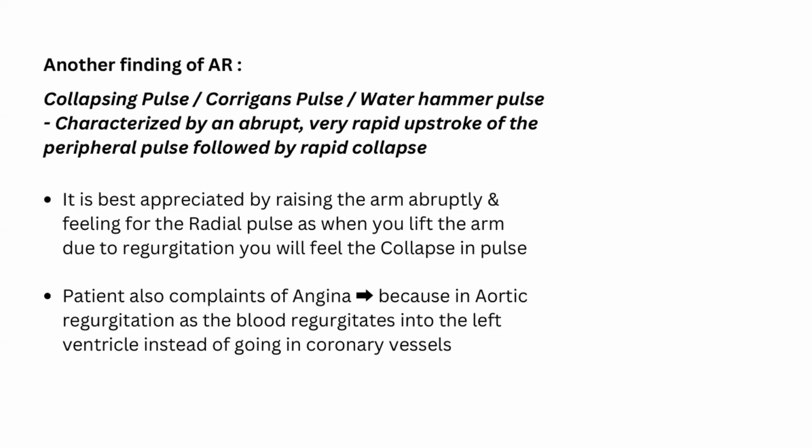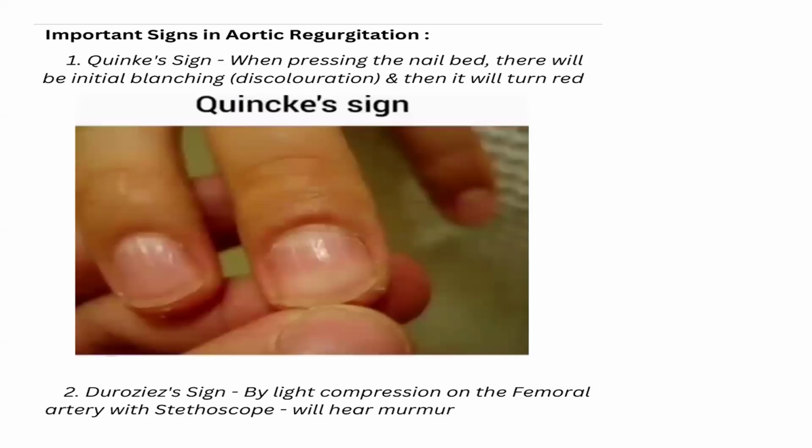The patient also complains of angina because in aortic regurgitation, the blood regurgitates into the left ventricle instead of going into the coronary vessels. Because blood is going back into the left ventricle, it is not reaching the coronary vessels. There will be a mismatch of demand and supply, so there will be complaints of angina as well.